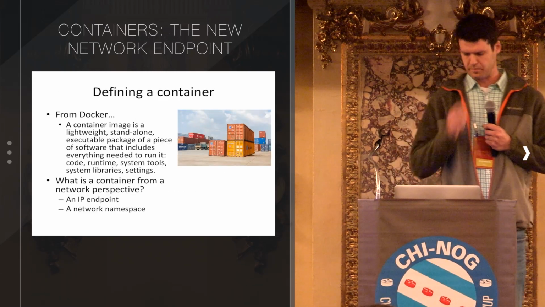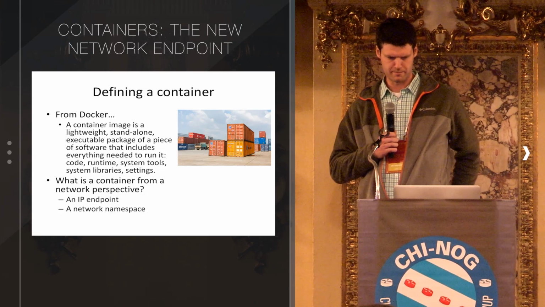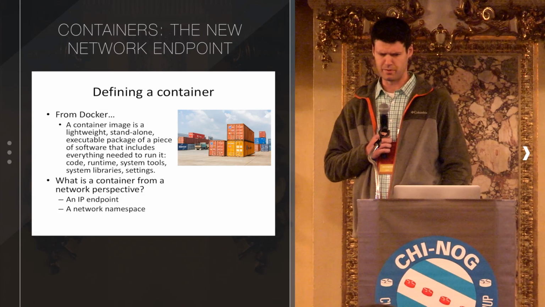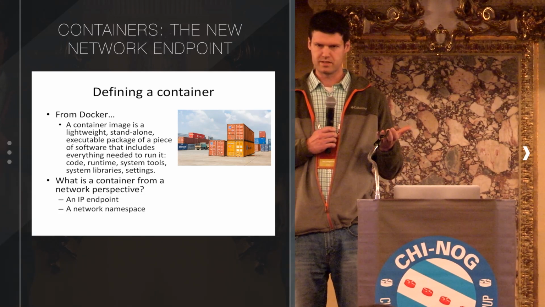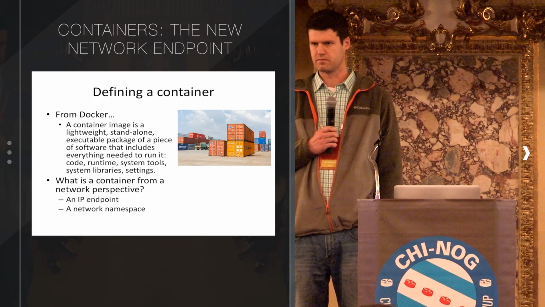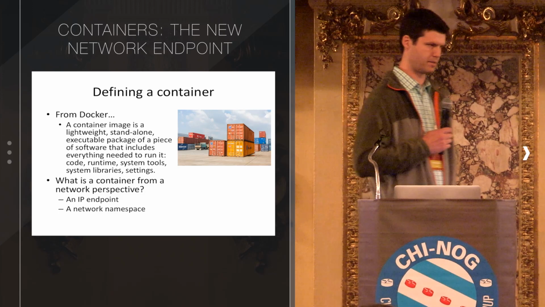So, defining a container. You can read this definition. I copied and pasted it off the Docker website. It does a nice job of defining what a container image is. But from a network perspective, we already said that a container represents an IP endpoint, right? But more importantly, a container represents, in the Linux system, a network namespace.